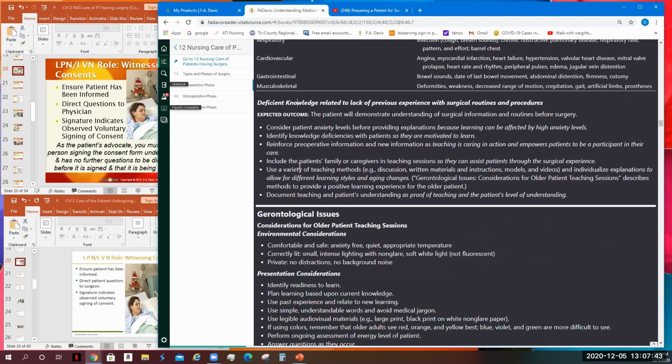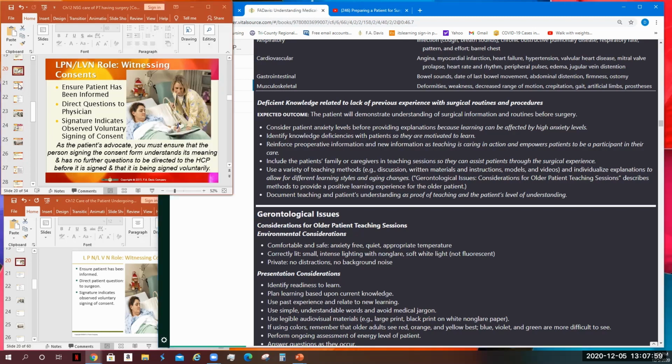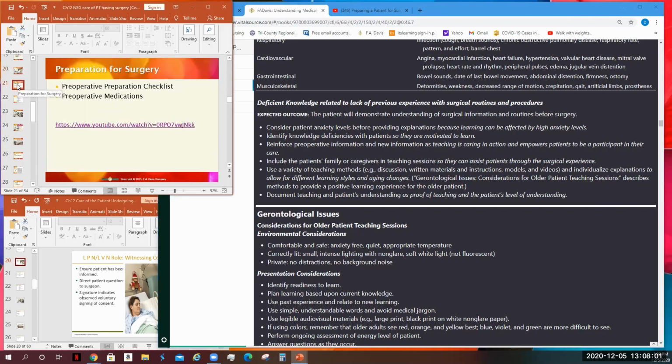Deficient knowledge related to the lack of previous experience with surgical routines and procedures. Expected outcome: the patient will demonstrate understanding of surgical information and routines before surgery. Consider patient anxiety levels before providing explanations because learning can be affected by high anxiety levels. Identify knowledge deficiencies with patients so they are motivated to learn.